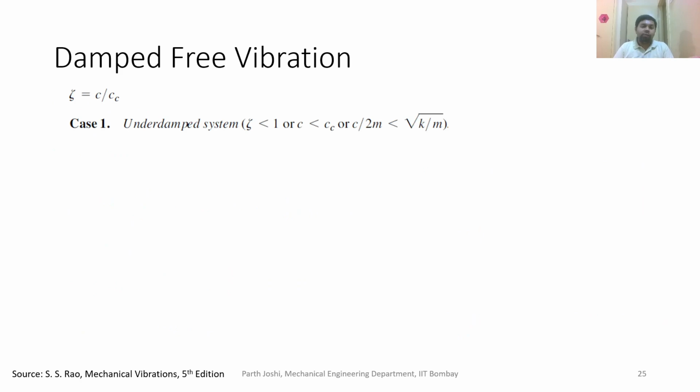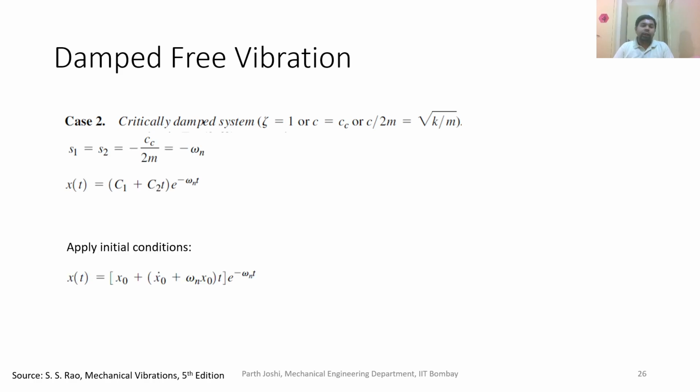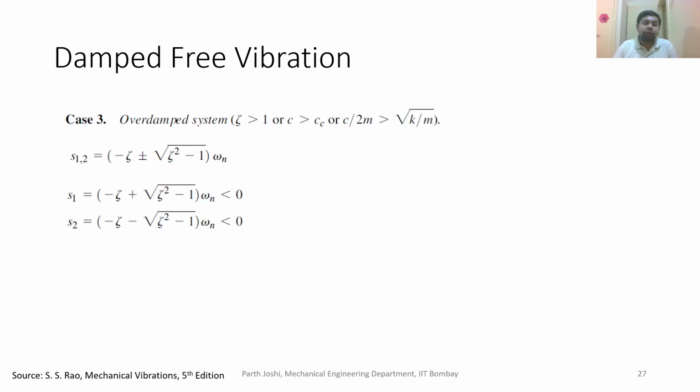In the underdamped case, we will have two complex roots, in the critically damped case we will have equal roots, and in the overdamped case we will have two distinct real roots. So those will be the coefficients of e to the power st. We will write the general solution in that same way and apply the initial conditions to get the values of C1 and C2.